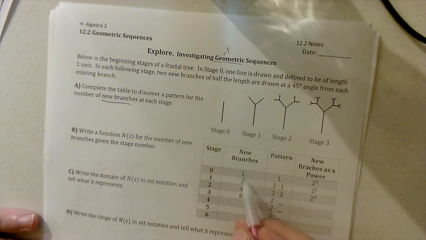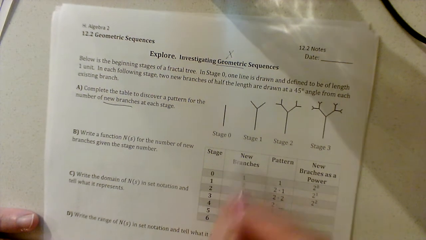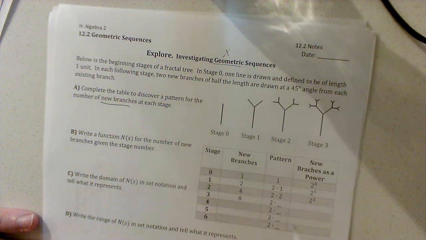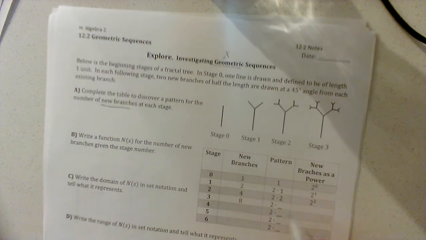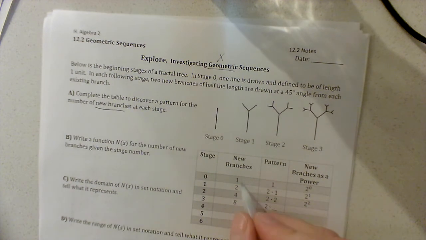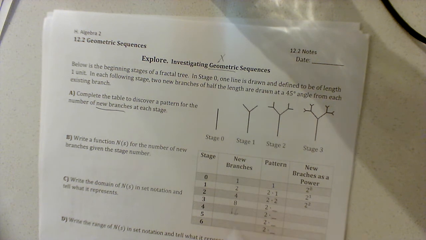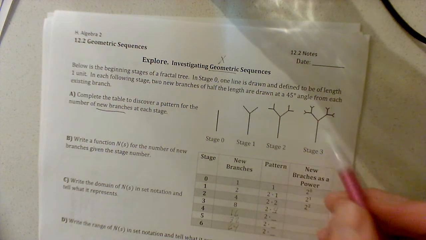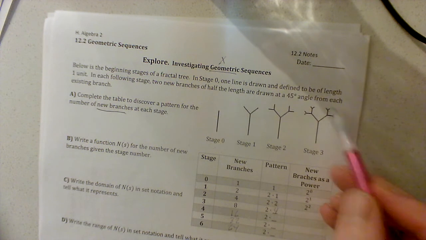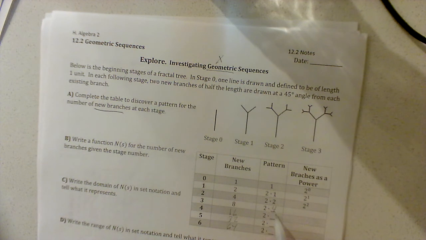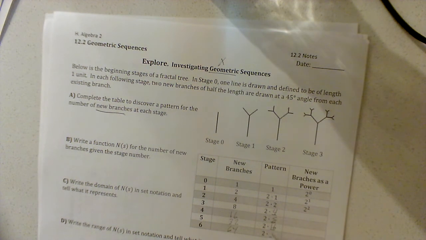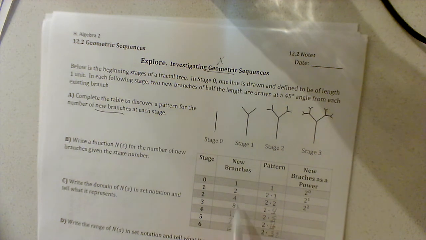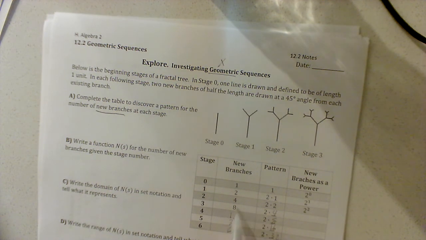As we can see, stage 0 just has one. Stage 1 has 2. And we can see the pattern here is we're really just multiplying by 2. So this will go 1, 2, 4, 8, and times 2 is 16, 32, and 64. This would be 2 times 4, which would mean I've got 1, 2, 3, 4 branches, and I double both of those to get my 8. So this would be 2 times 8, 2 times 16, and 2 times 32. We're basically taking the previous number and doubling it.